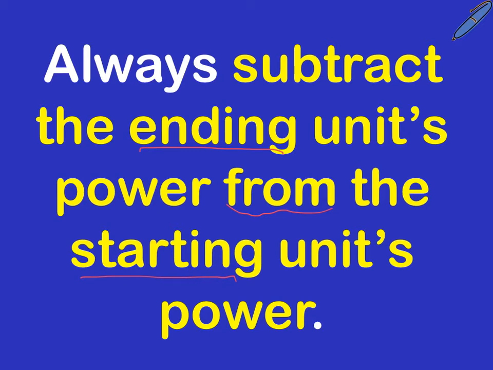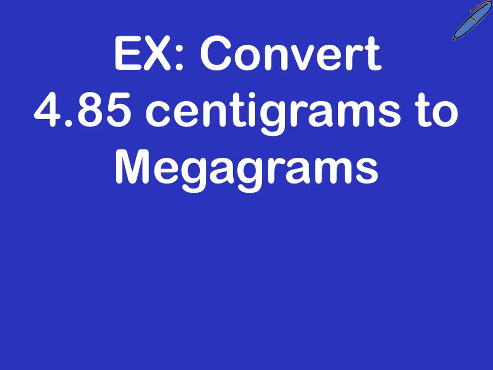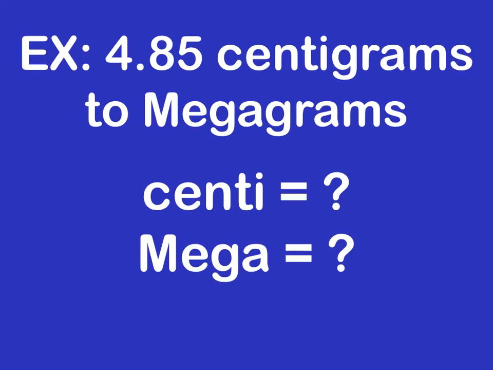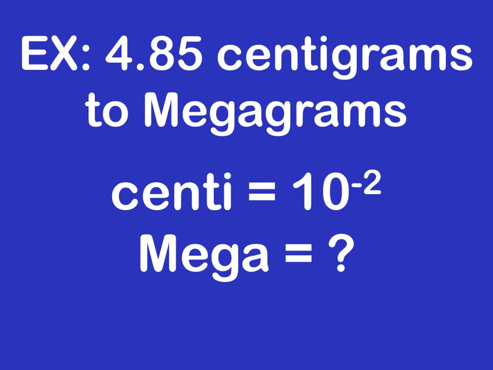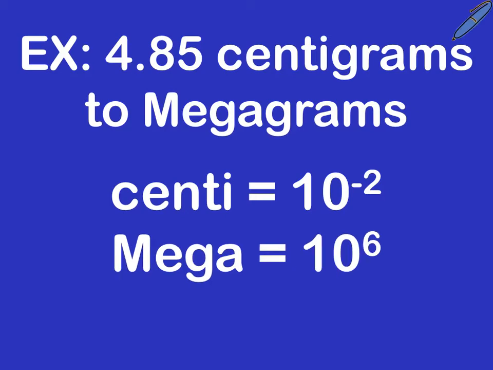I'll do an example. It'll become crystal clear. I realize right now it's clear as mud. So let's suppose we want to convert 4.85 centigrams to megagrams. The first thing we're going to have to do is figure out what these prefixes have for powers of 10. So the question is, what is the power of 10 for centi, and what is the power of 10 for mega? You look in your reference tables, you see that centi is 10 to the minus 2, and mega is 10 to the 6.